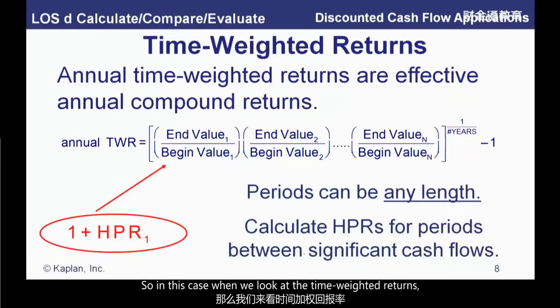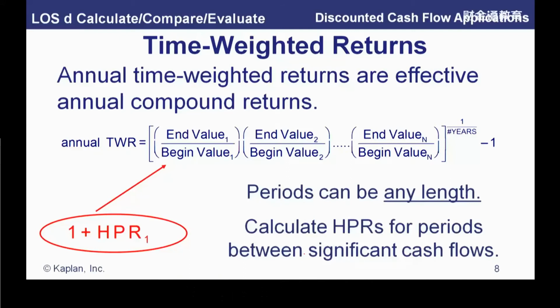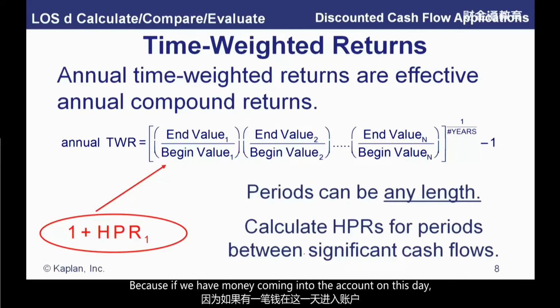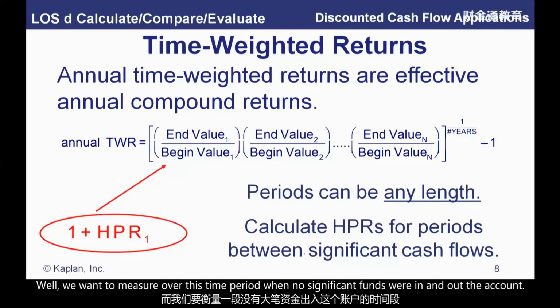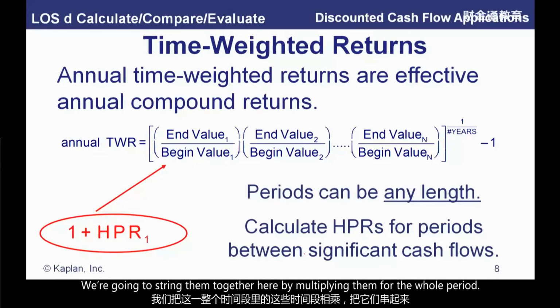So in this case, we look at the time-weighted returns. This takes out any effect of cash flows in and out of the account, because if they're not choices made by the investment manager, then we shouldn't include those in developing a way to evaluate manager performance. So the periods can be any length here, because if we have money coming into the account on this date, well, we want to measure over this time period when no significant funds were in or out of the account. And those periods can be any length, and we're going to string them together here by multiplying them for the whole period.